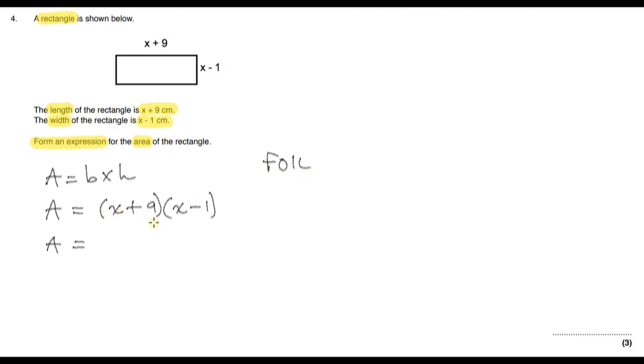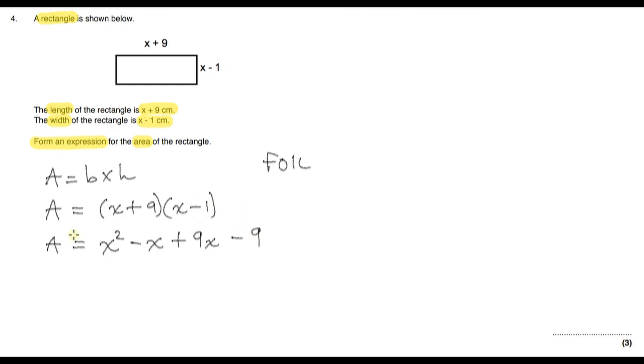So the first terms, x times x, well, that's going to be x squared. The outside terms is going to be x times negative 1, which is negative x. Then the inside terms are 9 times x, which is positive 9x. And finally, the last terms are positive 9 times negative 1, which is negative 9.